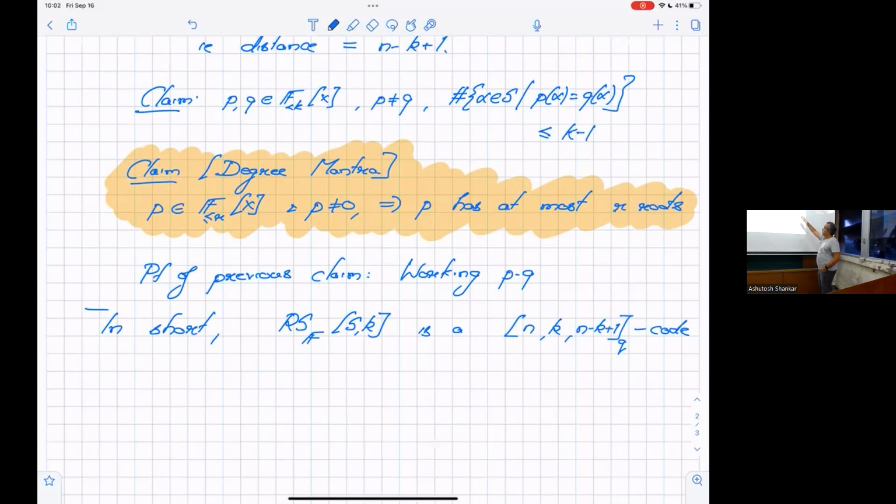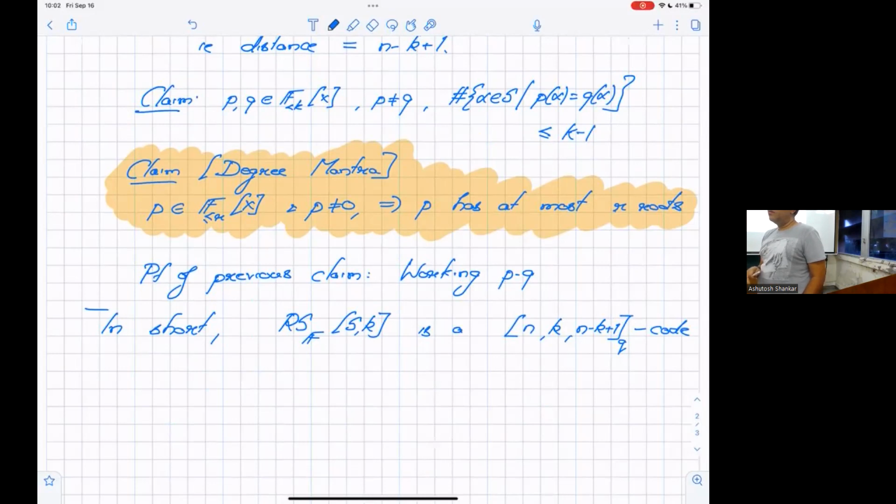By the way, recall we showed that the distance is at least n minus k plus 1. The Singleton bound tells you that the distance is at most n minus k plus 1. It can't be any more than that. But that means you must also show me two codewords which have exactly that distance. What's an example of two codewords that have exactly that distance?